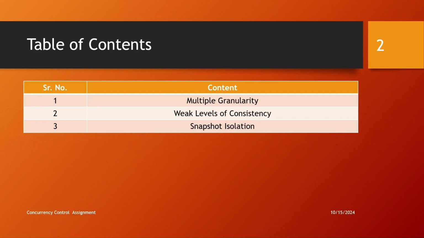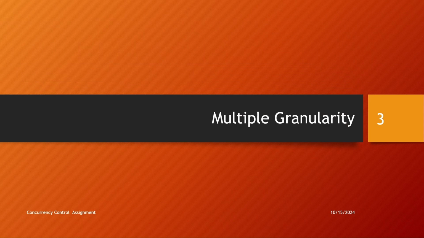Let's dive deeper into some concurrency control techniques that ensure smooth concurrent operations in databases. So this is the brief overview of the topics that we will be covering. We will be covering multiple granularity. Next we will be going for weak levels of consistency. Then we will be going for snapshot isolation. So let's start with multiple granularity.